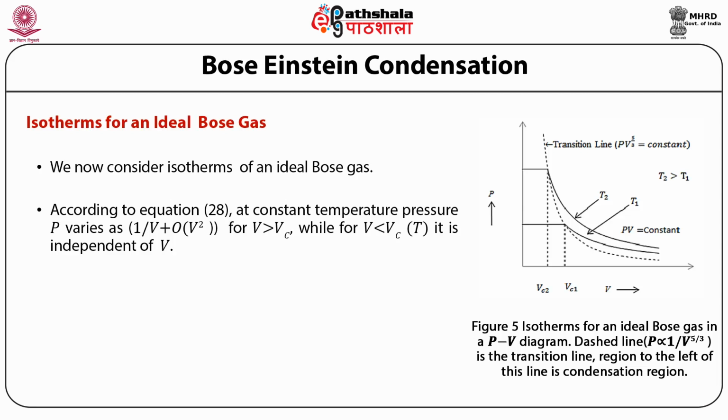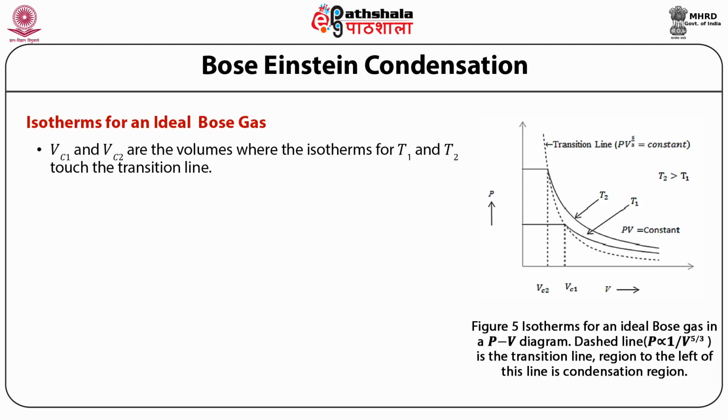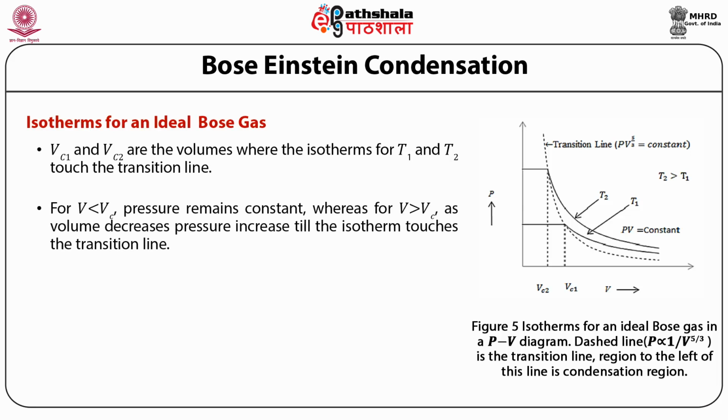This figure shows a PV diagram where the dashed line, that is, P proportional to 1/V raised to the power 5/3, is the transition line, and the region to the left of this line is the condensation region. Vc1 and Vc2 are the volumes where the isotherms for T1 and T2 touch the transition line. For V less than Vc, pressure remains constant, whereas for V greater than Vc, as volume decreases, pressure increases till the isotherm touches the transition line.